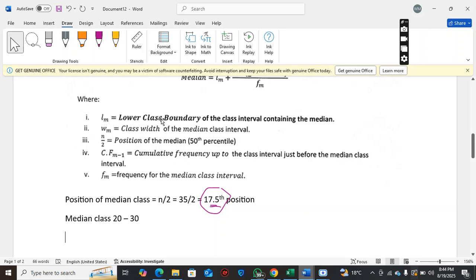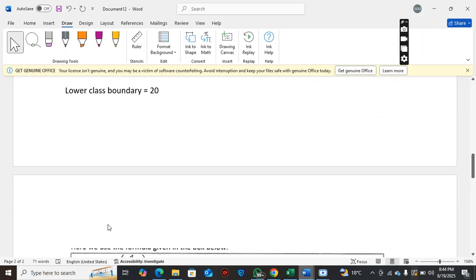LM, the lower class boundary. Our lower class boundary is 20. WM, class width, you're just going to say 30 minus 20, gives you 10.